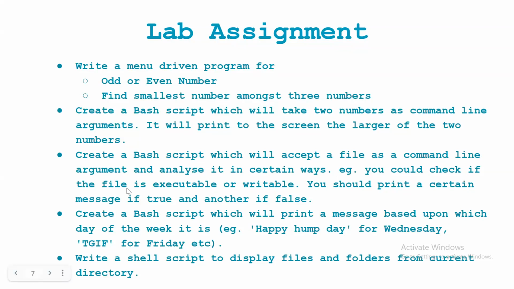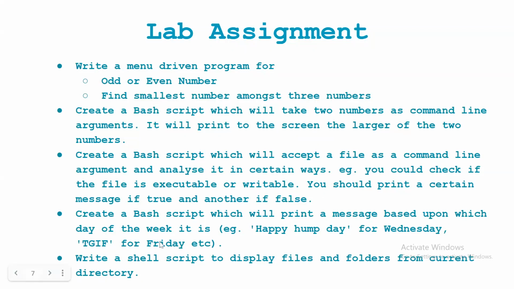You could check if the file is executable or writable. You should print a certain message if true and another if false. It means if the executable permission is there, you can say that the file has executable permission, right? Or that the file has write permission or read permission. Or it does not have that permission, that is the else part, right? So I think you understood this lab assignment.